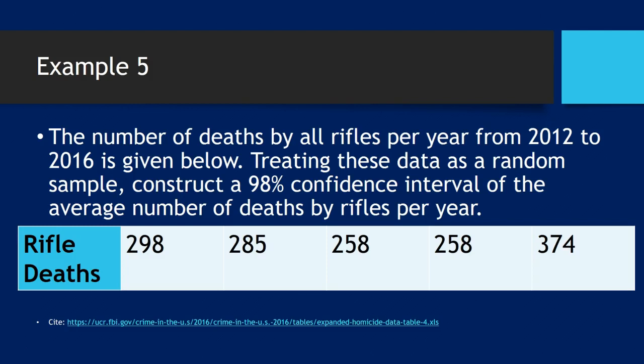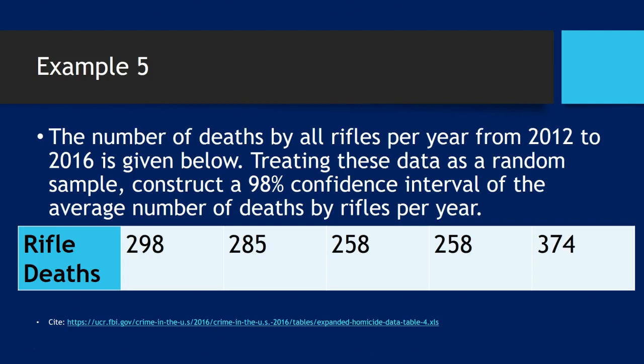So what I can do is I can have my calculator actually deal with this sample directly. So we will just put the rifle deaths data into list 1. Again, if you forget how to do that from previous chapters, stat, edit, and then you're in your list menu. So input the rifle deaths data into list 1. And now we're set.